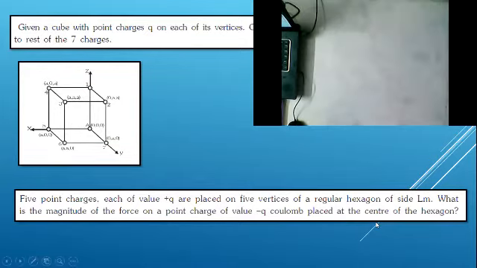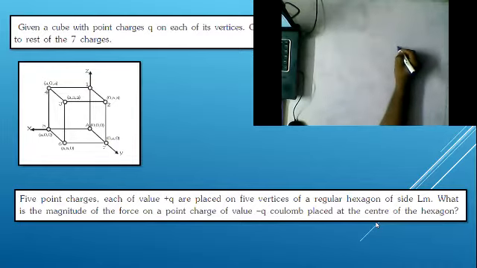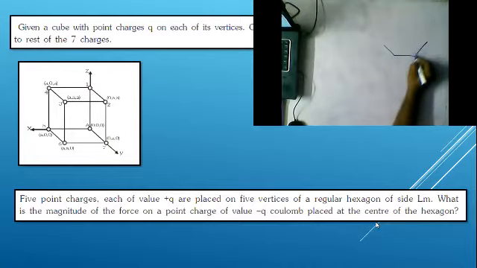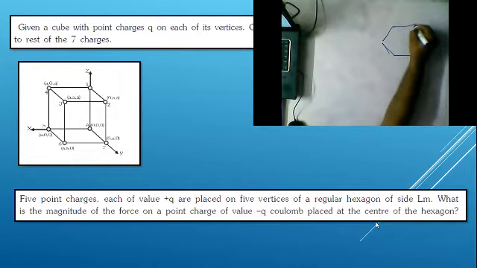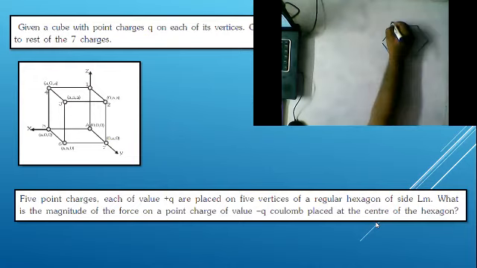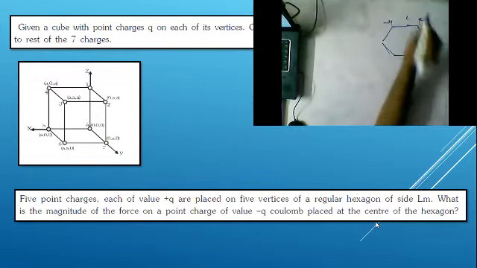So after solving the first question of today's class, everyone will think that the next question is similar, but the next question is very different and very simple. Here we have a hexagon. A hexagon is like this, everyone knows what a hexagon looks like. It has a side of L.